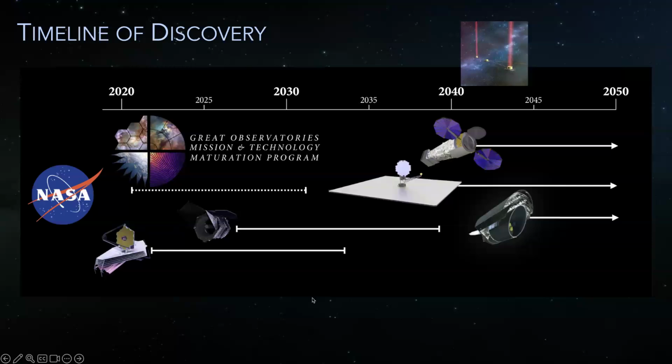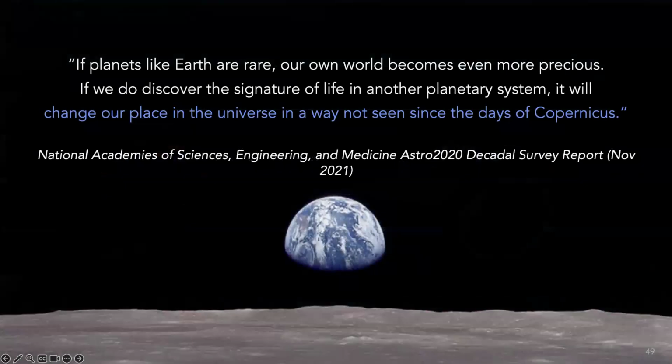I'll end the talk with this quote, which I think is truly great. This is from the National Academy of Sciences Decadal Survey. "If planets like Earth are rare, our own world becomes even more precious. If we do discover the signature of life in another planetary system, it will change our place in the universe in a way not seen since the days of Copernicus." We are really at the precipice of understanding whether global biospheres like Earth are common or rare in the universe. And within 20 years or so, we could have a solid, statistically robust answer to that question.